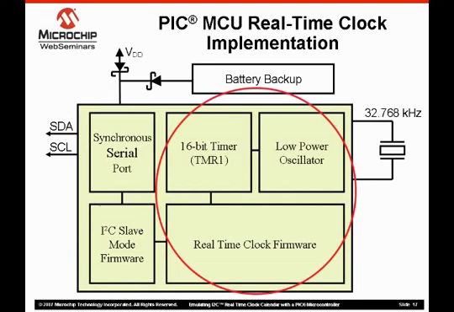The second part of the real-time clock implementation is the real-time clock firmware. Like the previous block diagram that we saw, the PIC has a low-power timer 1 oscillator that interfaces to timer 1. The real-time clock firmware is able to generate interrupts once a second, which we can use to update our time data.